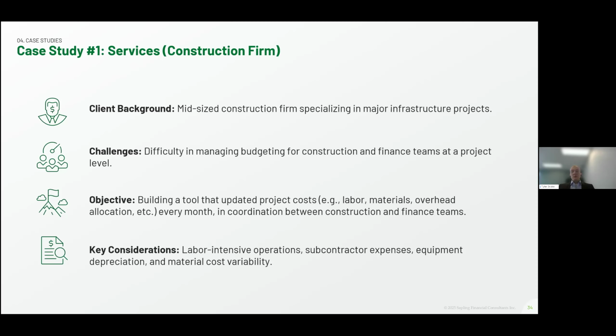The objective of the tool Sapling built was to enable the construction and finance teams to update project costs, including labor, materials, and overhead allocations on a monthly basis. Key considerations for this related to the labor-intensive operations of construction, subcontractor costs, equipment depreciation, and material cost variability due to price changes during COVID.